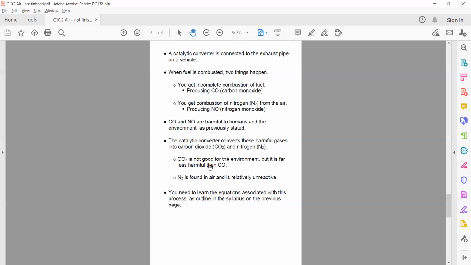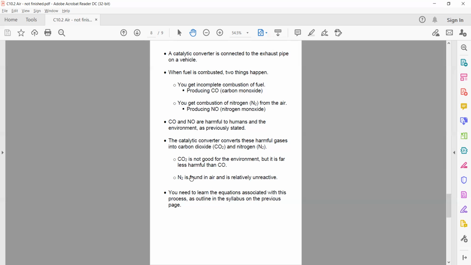CO2, is it great for the environment? Do we like it? No. Not really. But if we had a choice between carbon dioxide and carbon monoxide, which one would we choose? Carbon dioxide. Correct, yeah, because the carbon monoxide is far, far, far worse. So carbon dioxide is not ideal, we don't like it, but it's far better than the carbon monoxide that would have otherwise been released. And then nitrogen is harmless, it's in the air in any case. So it goes in as nitrogen, it gets combusted, and then it gets turned back to nitrogen, and it basically comes out the same way that it went in. And then it's basically just part of the air again.